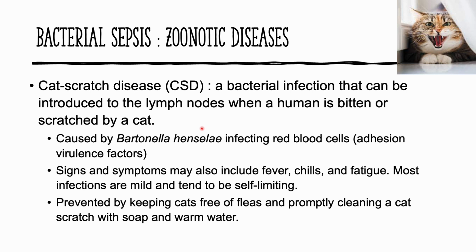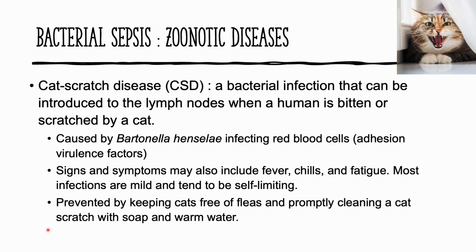This infection is caused by the bacteria Bartonella henselae, and it actually infects red blood cells. It has these specific adhesion virulence factors that allow it to adhere to red blood cells. It has some very general signs and symptoms like fevers and chills and fatigue, so it's more difficult to diagnose. Most often, this infection is going to be very mild. It's going to be self-limiting. You're going to get better on your own, especially if you are not immunocompromised. The best way to prevent this infection is just by keeping cats free of fleas.